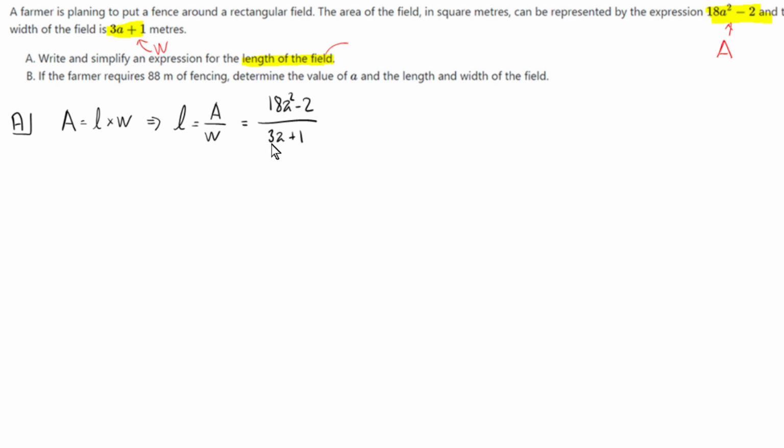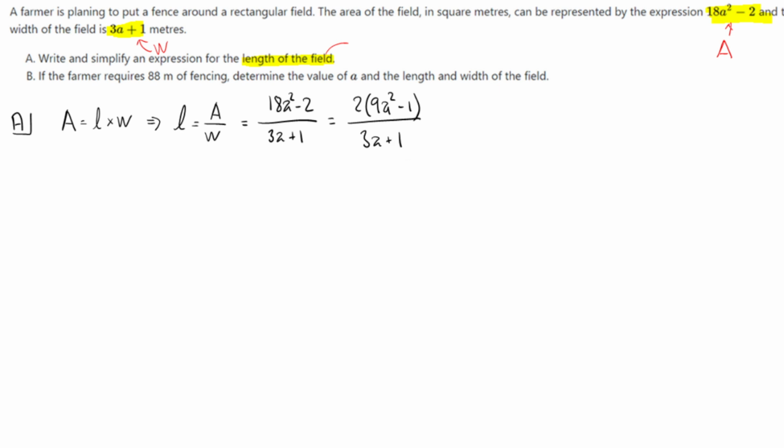Now, to simplify this expression, in the numerator we can factor out a 2, which leaves us with 9a squared minus 1. And in the denominator, we still have 3a plus 1.